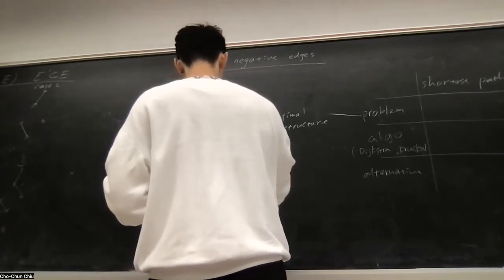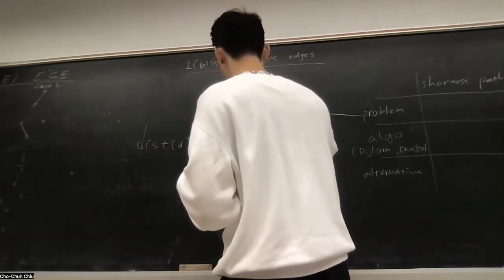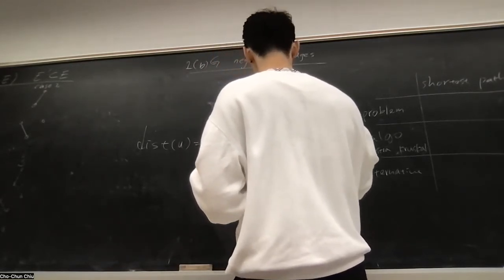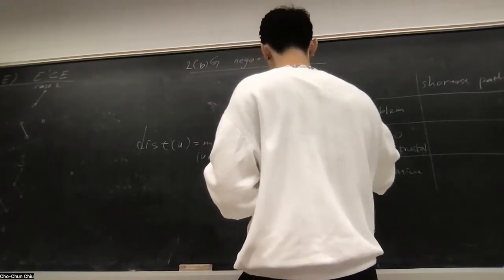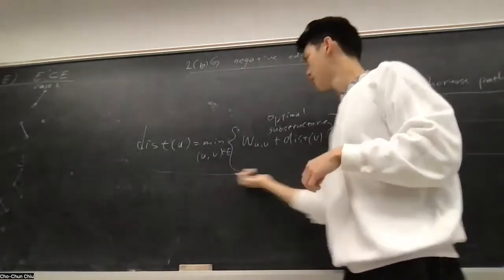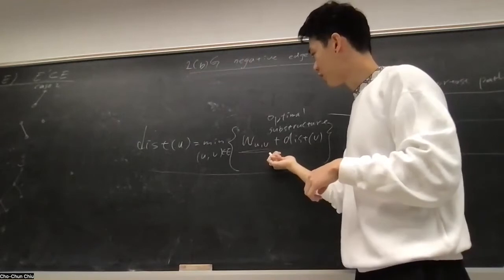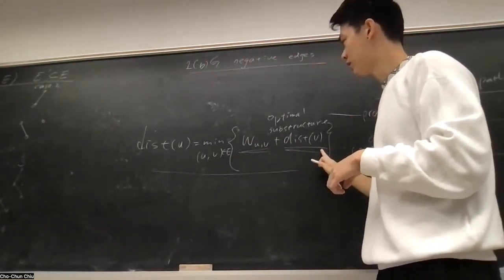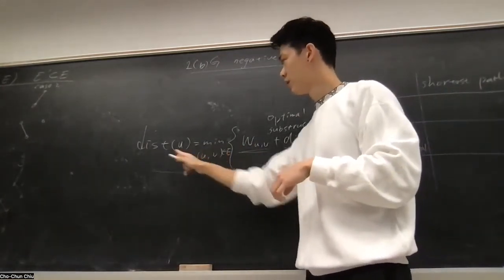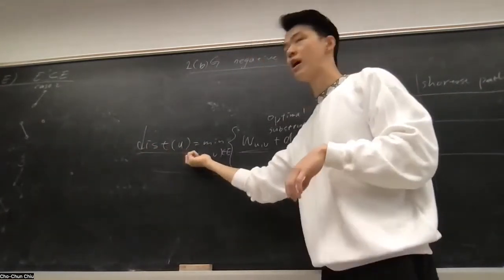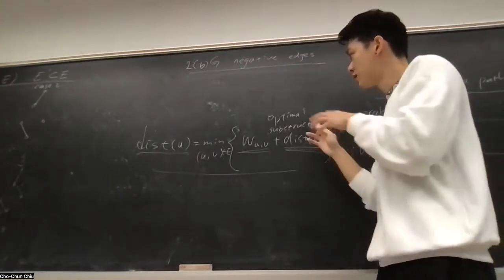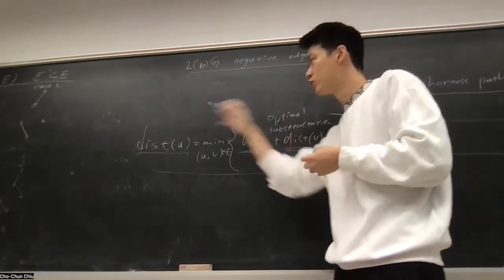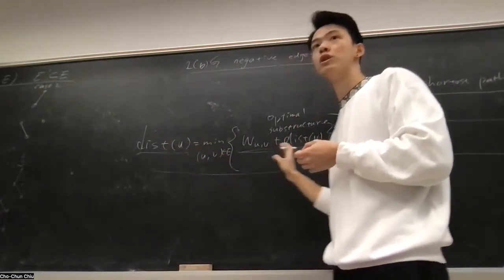We tried out all of the neighbors, and then this one has to be the shortest path, and then we just pick the minimum, and then we have the original problem and the subproblems. That's the optimal substructure. For the problem, we can still solve the original question, which is shortest path.